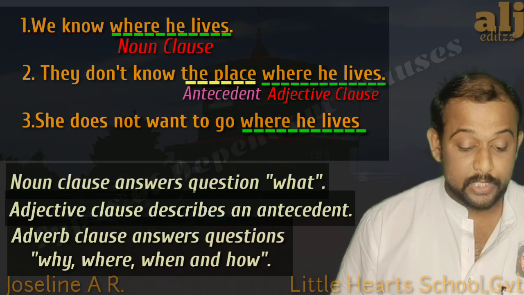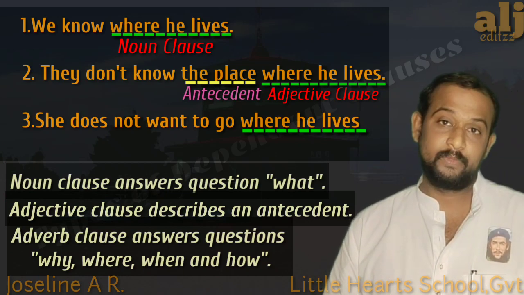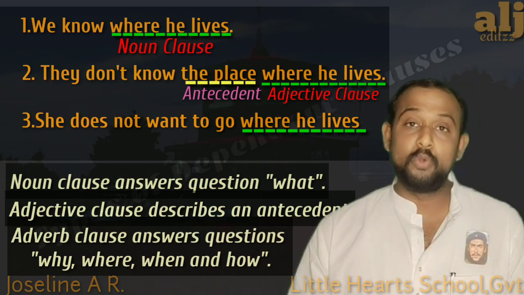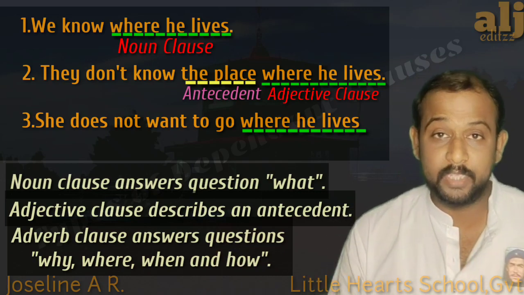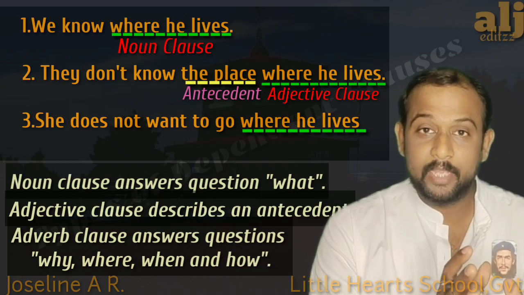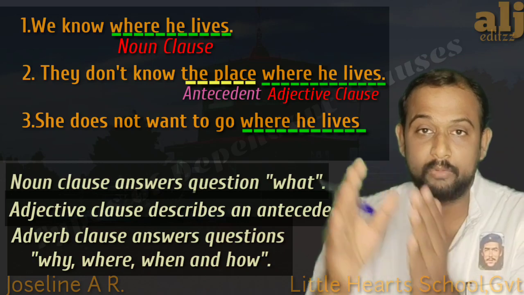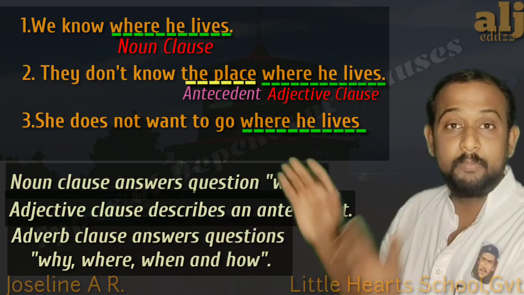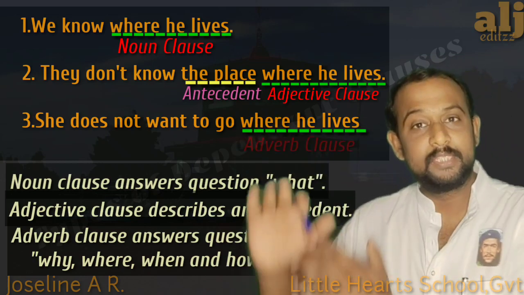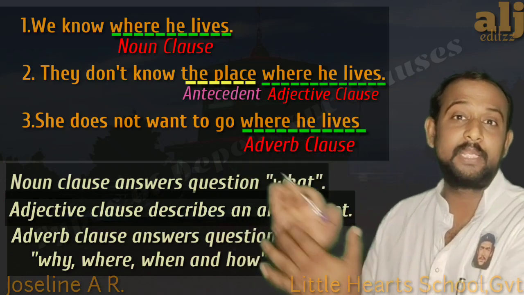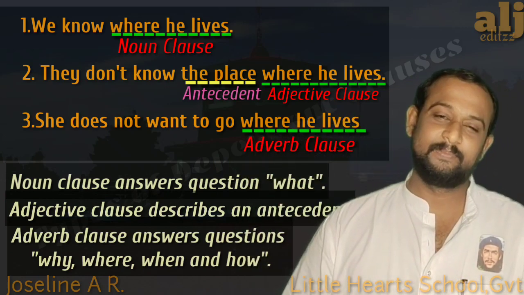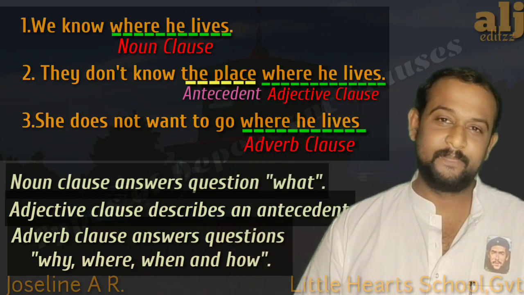Third one, she does not want to go where he lives. Where does she not want to go? See, the question asked is where. I told you, when the question is why, when, where and how, the subordinate clause will be an adverb clause. So this is in fact an adverb clause. Got the point, dear students?